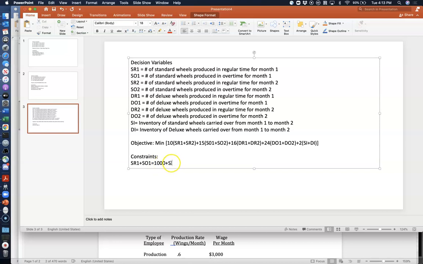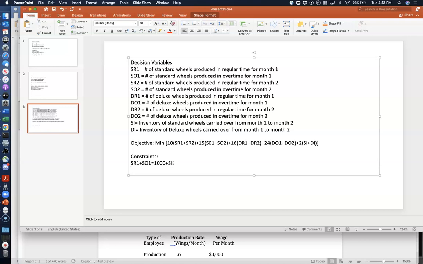So I'm just going to call them SI. So the total number of standard wheels, you're going to use them to either satisfy the demand, which is 1000, or the remainder is going to become SI. That's why this is strictly equal to. So these are the total number of wheels at the beginning of the month. You either sell them or you carry them over to the next month, right? That's the first constraint.